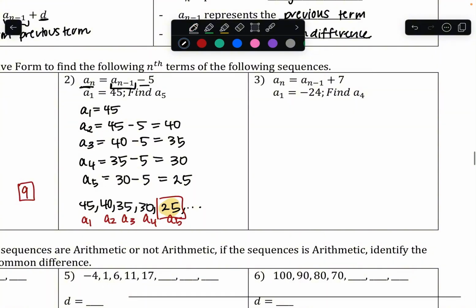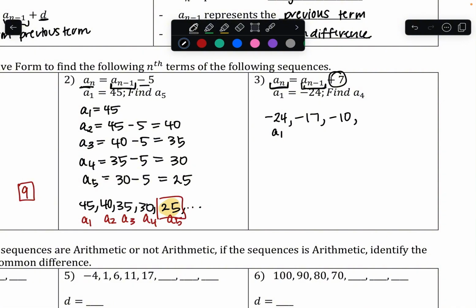Okay, on number 3, it says you can get to any term by taking the previous term and adding 7. So I'm going to write it in list notation because some people prefer that. So here's my first term, and then I just need to keep adding 7. So negative 24 plus 7 would be negative 17, plus 7 would be negative 10, plus 7 would be negative 3, and that's all they wanted. They wanted A4, and we just got to it, and so we would answer negative 3.